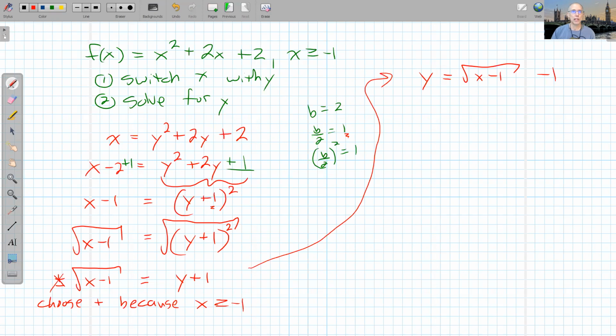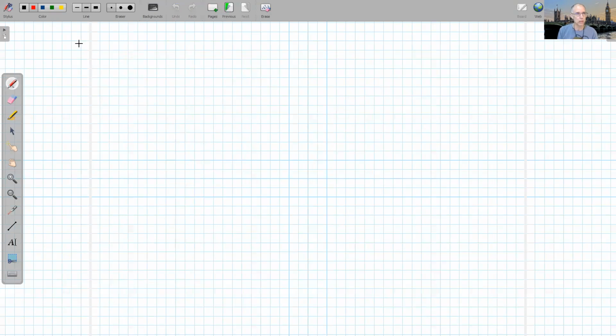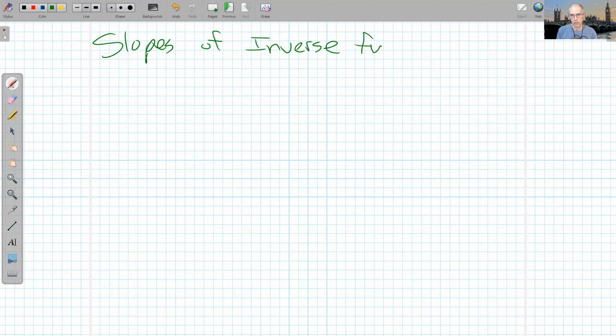So, new page. Slopes of inverse functions. Which will get us into derivatives of inverse functions. And this is the cool stuff here. Other stuff's pretty cool too, though.